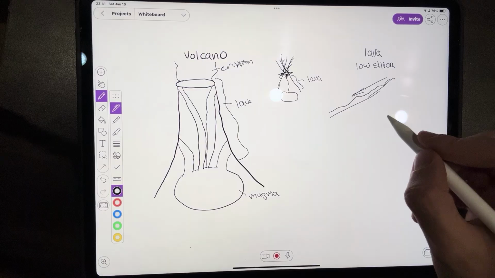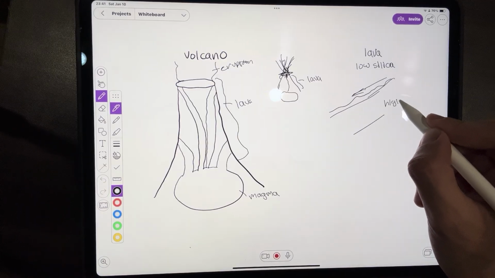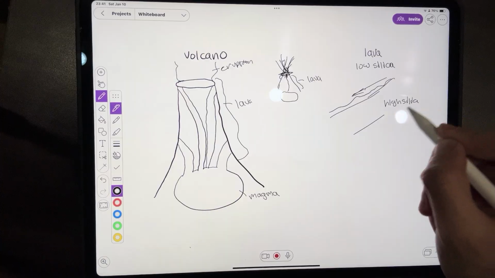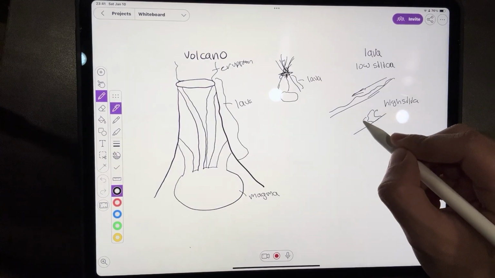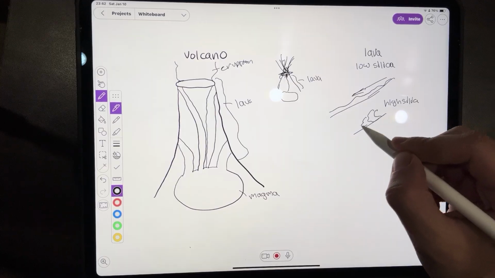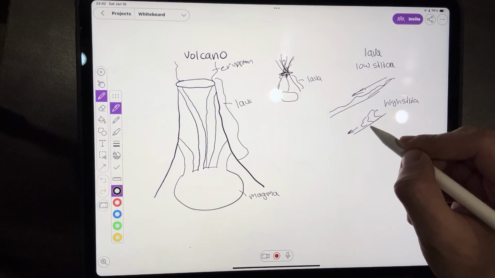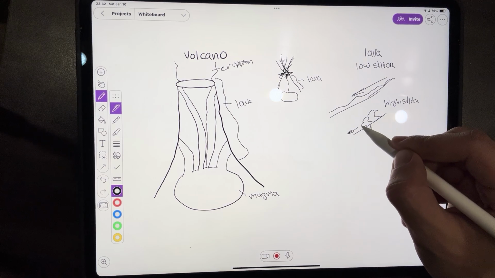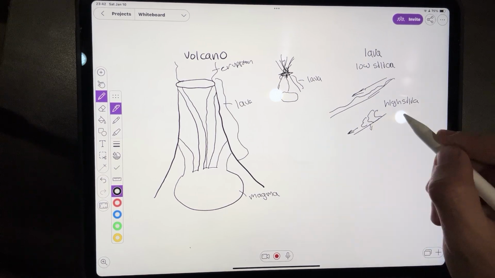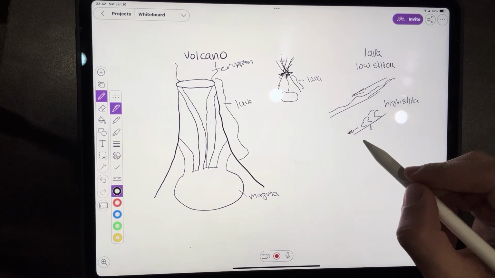But if it's high silica, the lava is usually thick and there's a lot of silica content in it, and it is too heavy to go down really fast, so it just kind of tumbles down slowly on top of the mountainside.